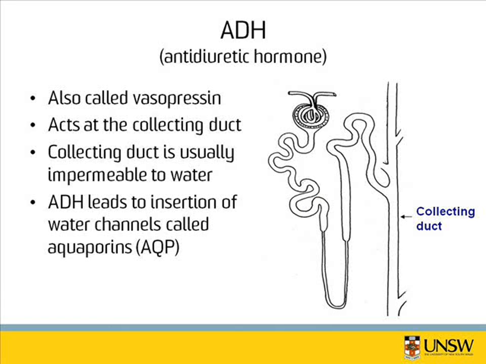So antidiuretic hormone, or ADH: drugs that make us wee are called diuretics, and diuresis is weeing. So this is an antidiuretic hormone, an anti-weeing hormone. It's also sometimes called vasopressin. It acts at particular cells in the kidney, in the collecting duct. It's important that it acts there because usually the collecting duct is impermeable to water. So the collecting duct won't allow water to be reabsorbed there unless there's ADH, and the ADH puts little channels into the collecting duct to allow water to move through.